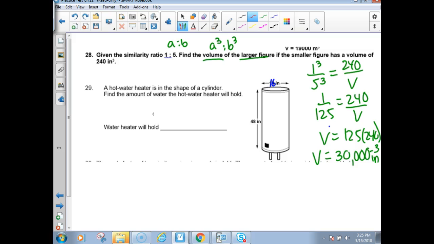Okay, almost to the end here, close. A hot water heater is shaped like a cylinder. Find the amount of water it will hold. This would have a radius of 8 because the diameter is 16. Volume of a cylinder is pi r squared times the height. So we're just going to pop in some numbers: pi times 8 squared times 48.